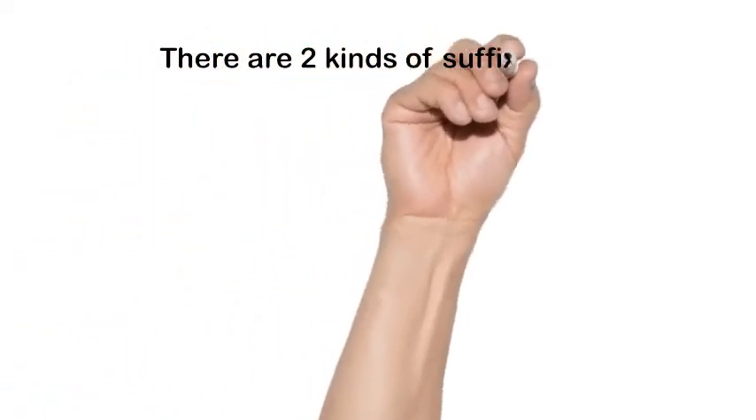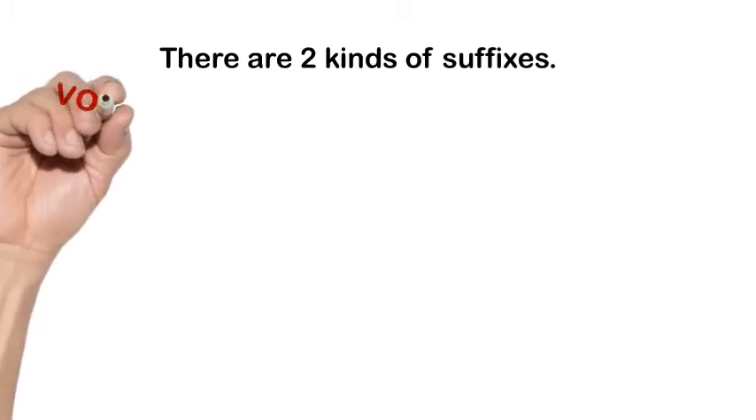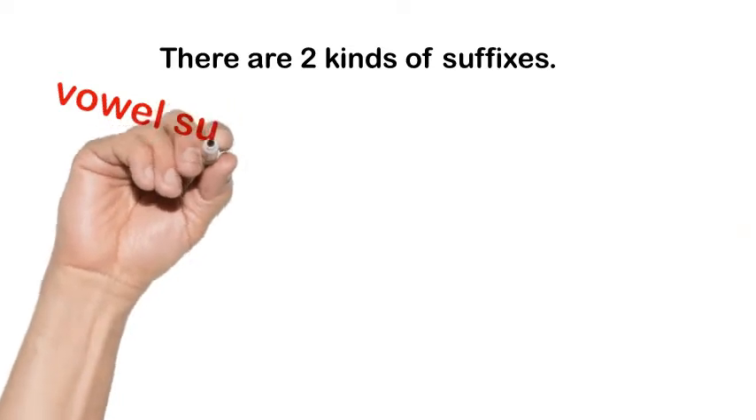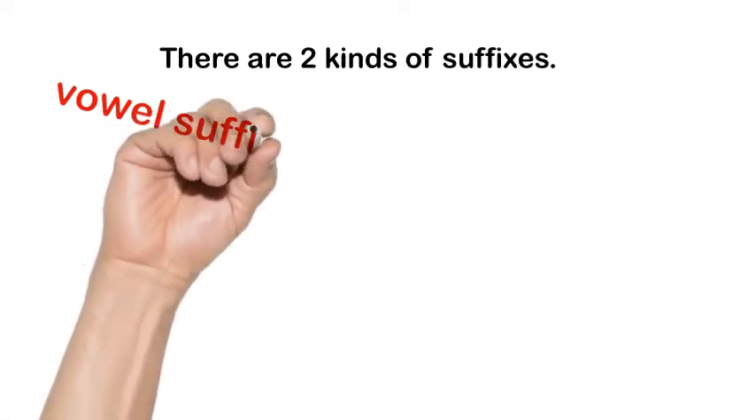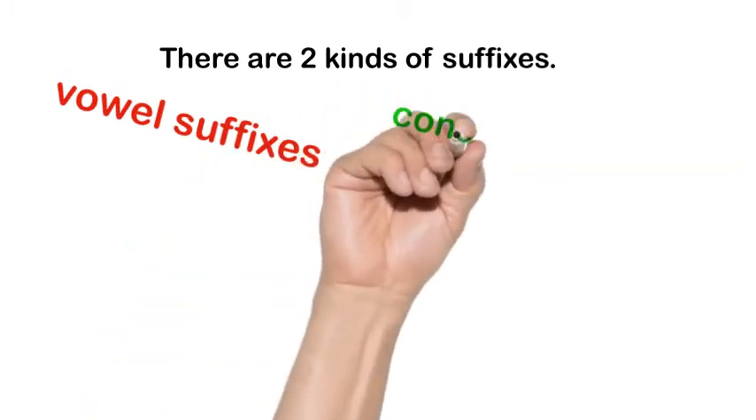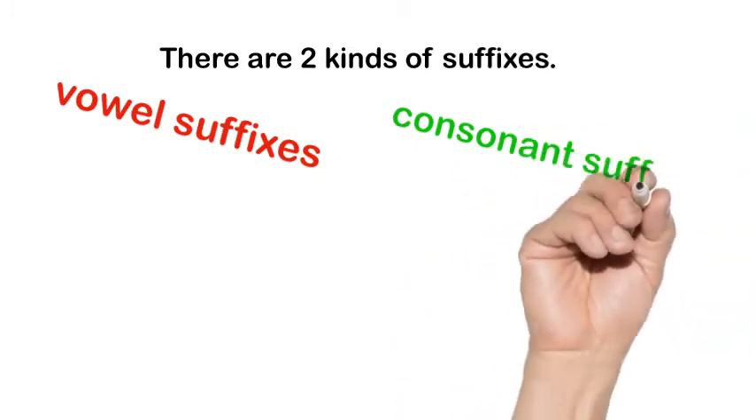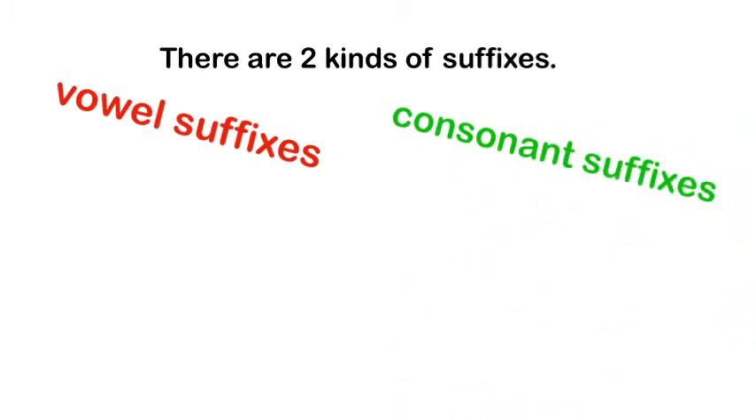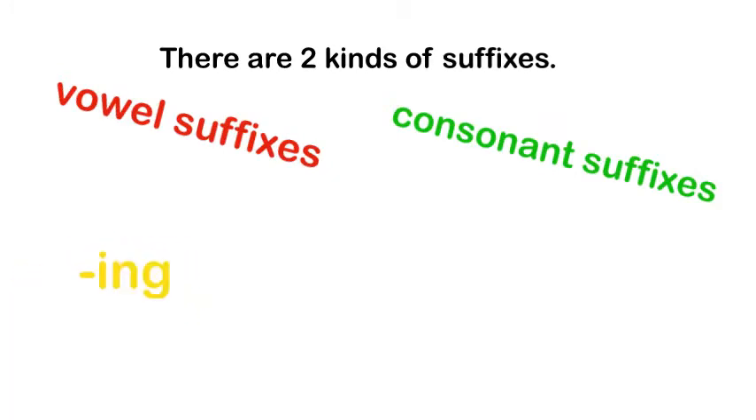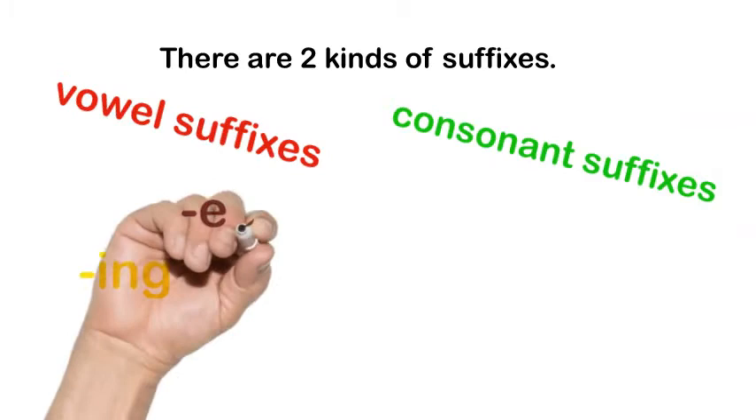We have two kinds of suffixes that we use in English. There are vowel suffixes that start with a, e, i, o, or u, but sometimes y if it's saying a vowel sound, like i or e. And we also have consonant suffixes that don't start with vowels. Here are some examples of vowel suffixes that start with vowels.